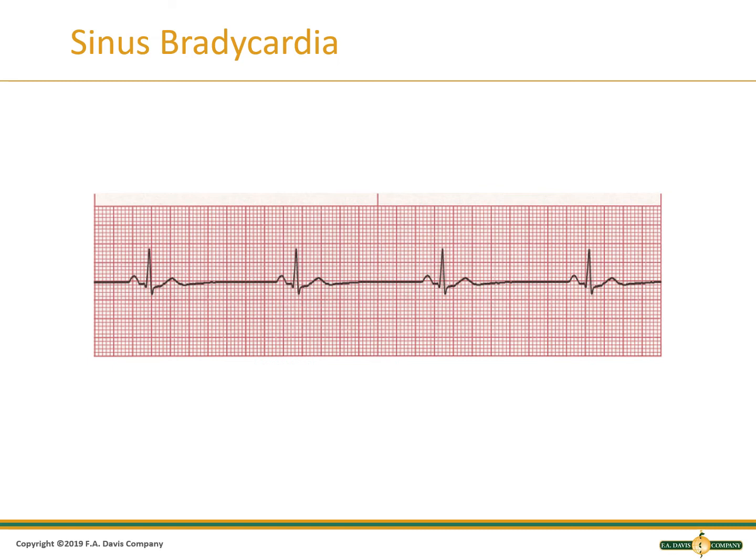In the ECG strip on the slide, the distance from R to R is equal. There are 39 small squares between two R waves. If we divide 1500, which is the number of small squares in 1 minute, by 39, the heart rate is 38 beats per minute. A heart rate of 38 beats per minute is less than the range of 60 to 100 beats per minute. Hence, this rhythm will be categorized as sinus bradycardia.